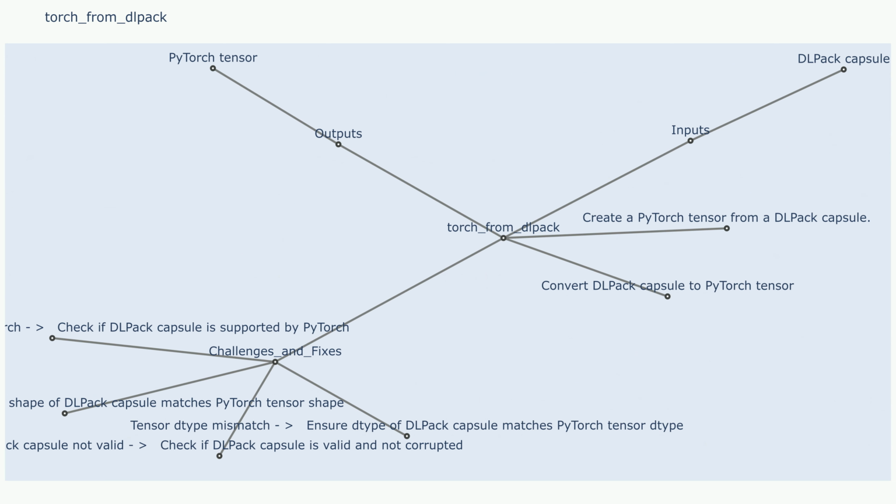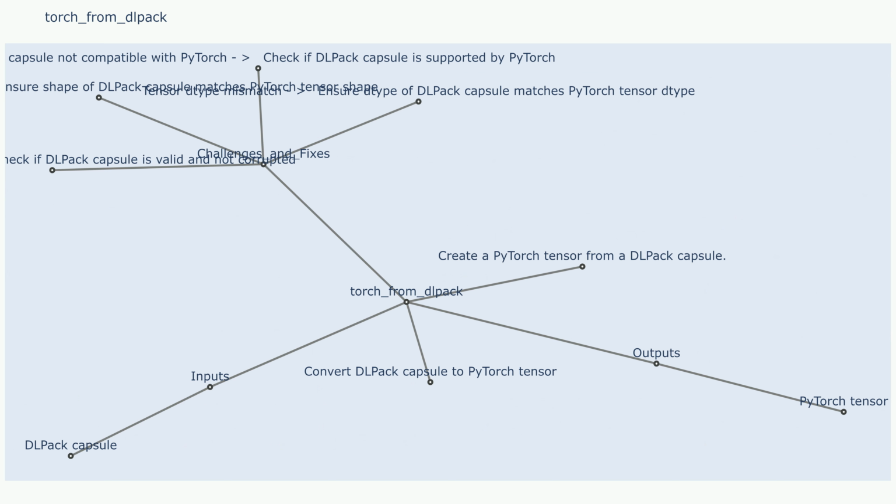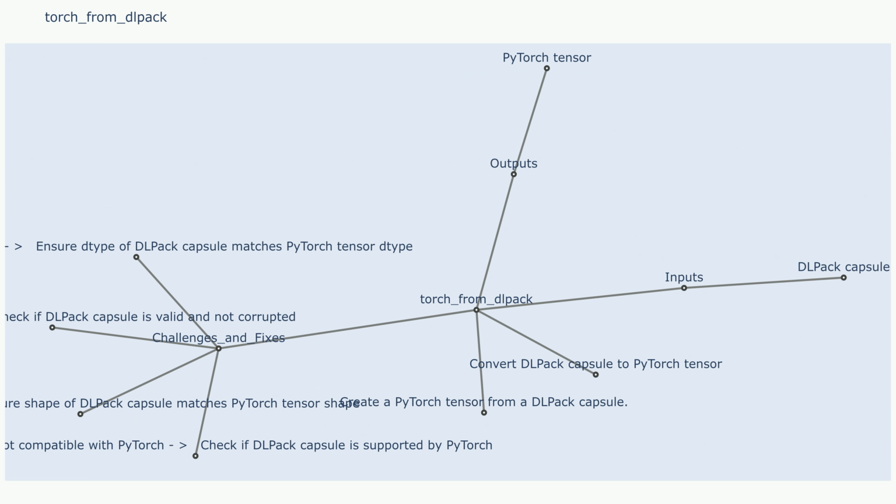Steps. The torch.from_dlpack function first checks if the provided DLPack object is valid and conforms to the DLPack specification. It then extracts the data from the DLPack object and creates a PyTorch tensor with the same data, shape, data type, and device. Challenges and fixes.